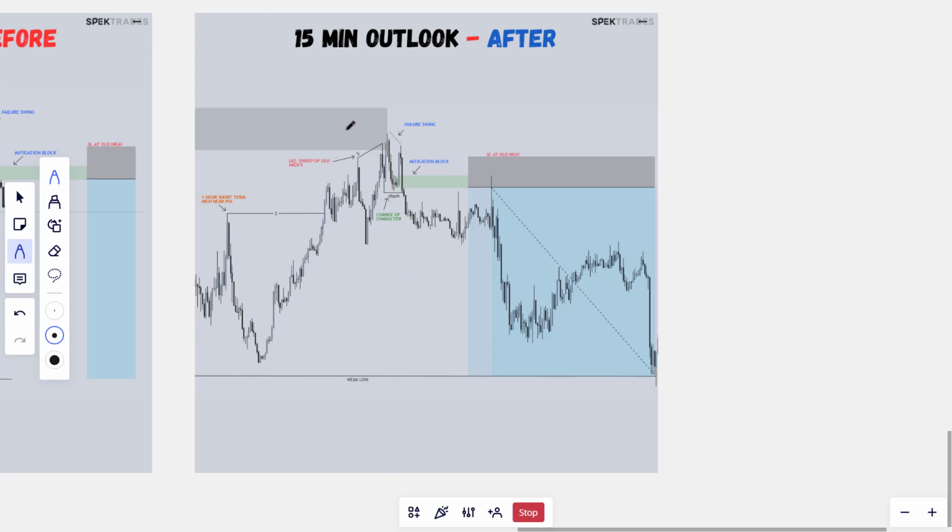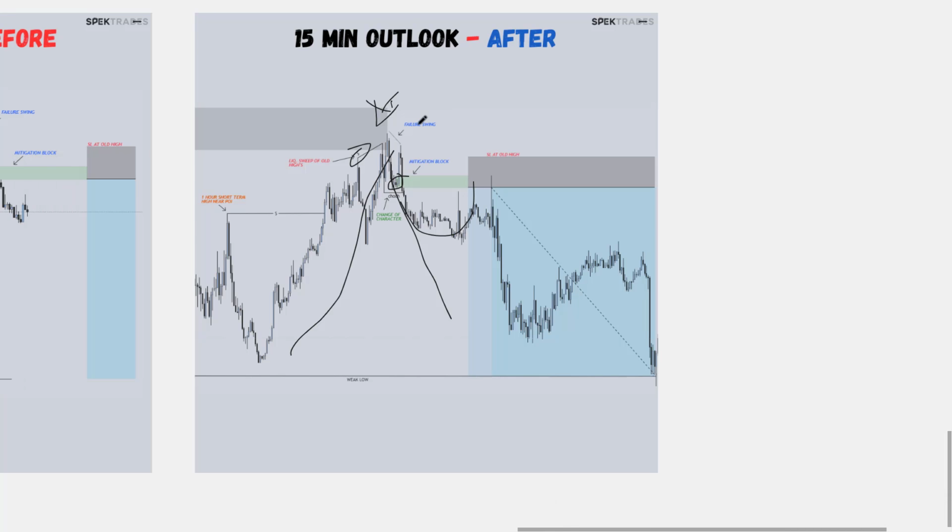And now for the 15-minute outlook after, we can see that price came, gave us the liquidity sweep of these old highs, tapped into our higher time frame point of interest, just like we stated, boom, and then gave us a change of character. Price was going long, now price is looking to go short. Price came back up, tapped inside of our mitigation block. I also had a mitigation block video. Make sure you guys watch that also, where I go over the mitigation block.